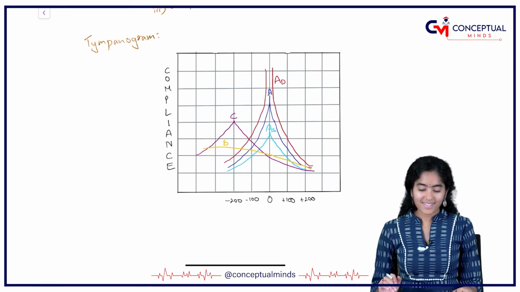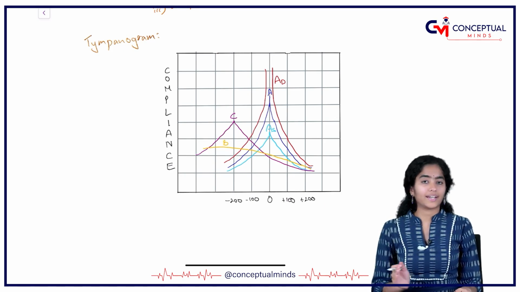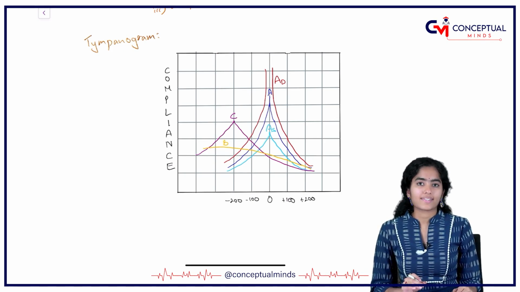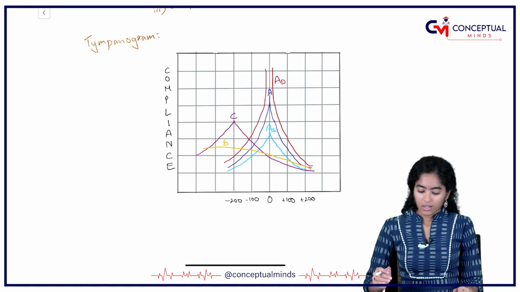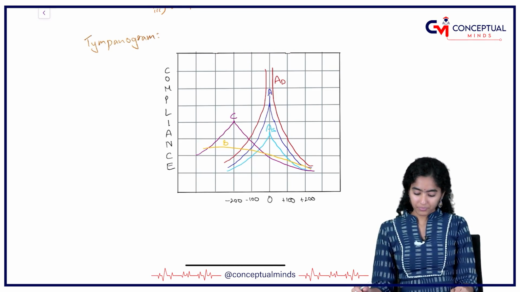So on the x-axis you have various pressure levels. It is progressing from negative to positive. And on the y-axis we have the compliance. That is, these reflected waves are being plotted here, which shows the compliance. And you have various types of waves.